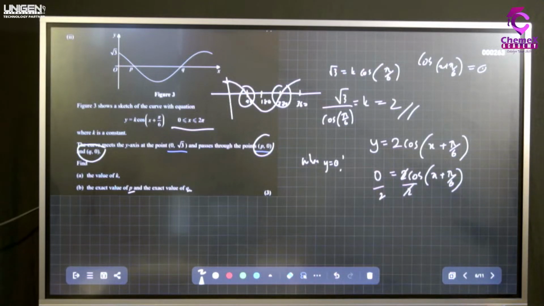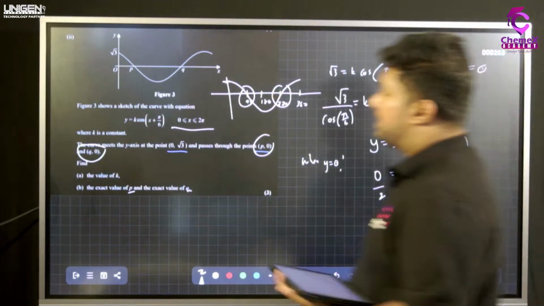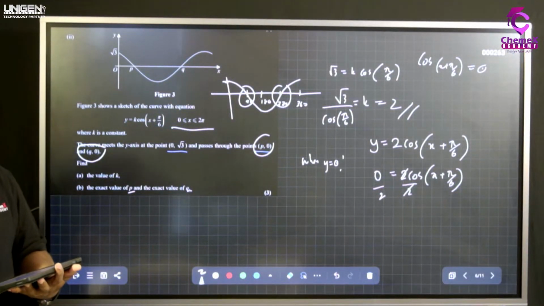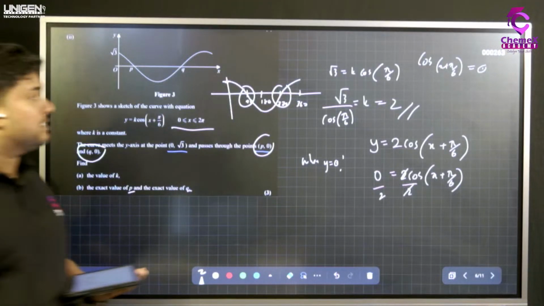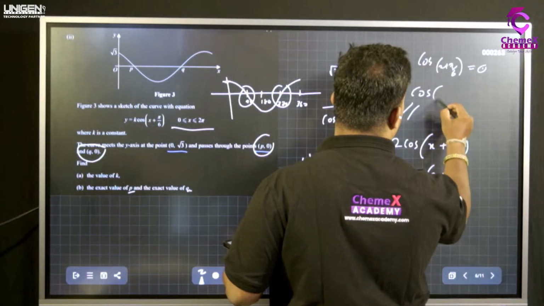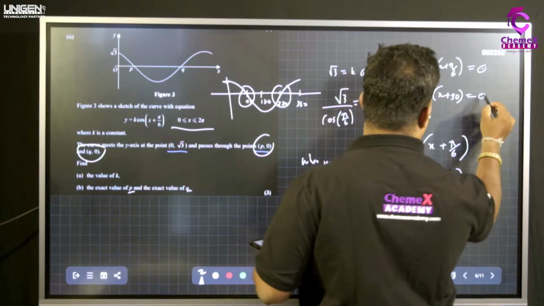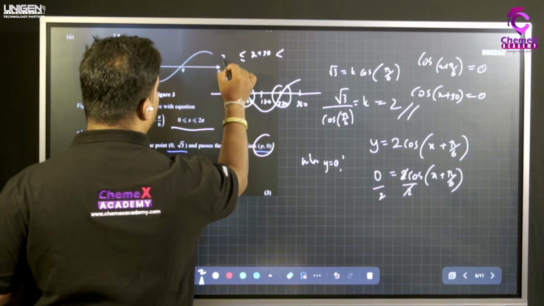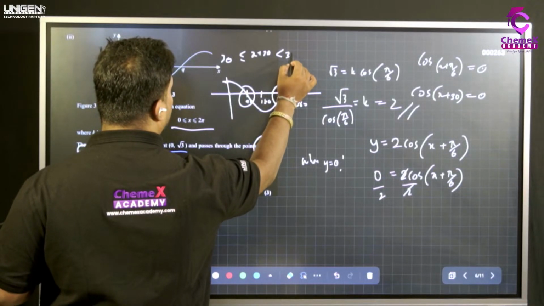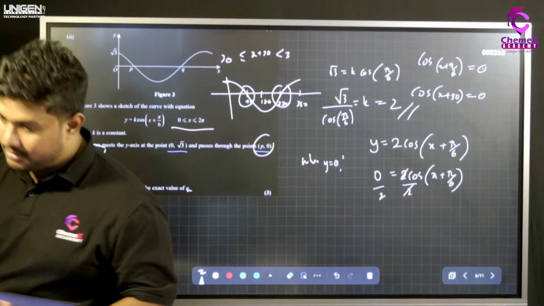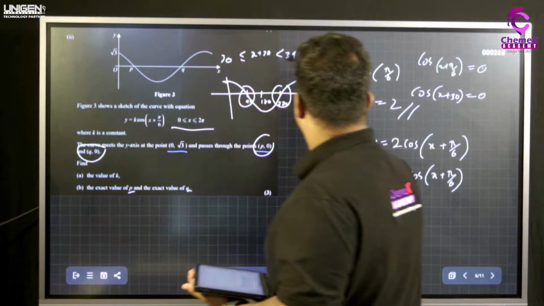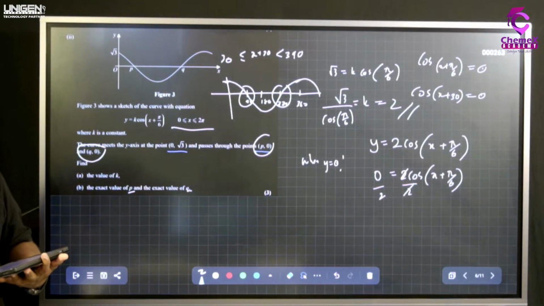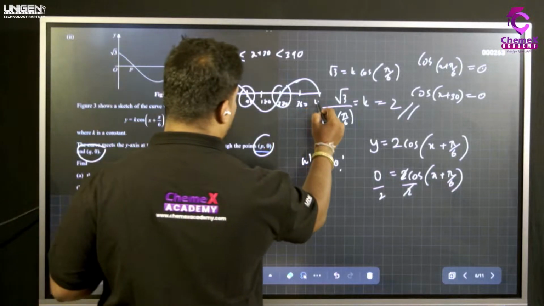What are the answers I can take? So pi, if you just convert it to degrees, is also correct. So this can even be written as cos(x plus 30) equals 0. So your range is going to be where then? X plus 30 is going to be between 30 and 360 plus 30, which is 390.